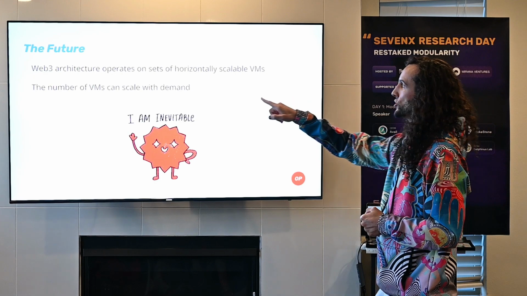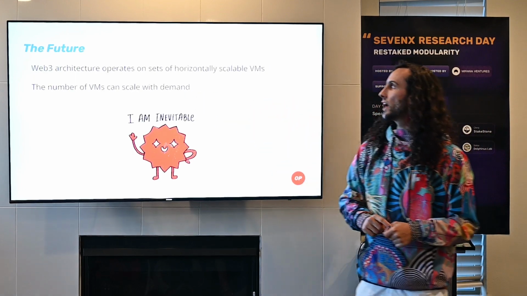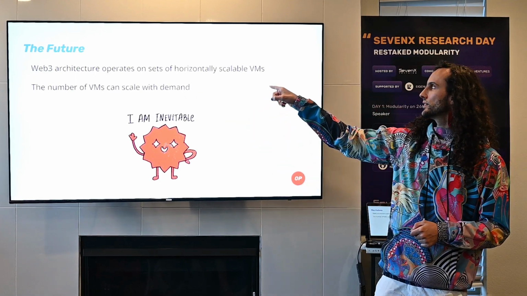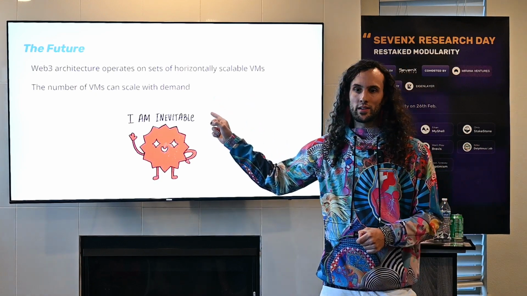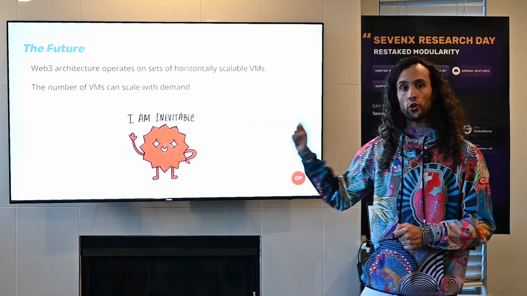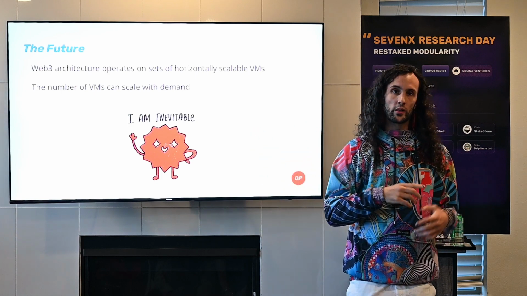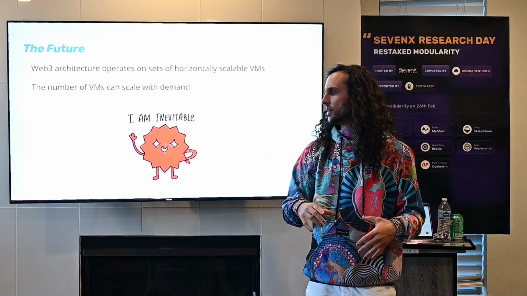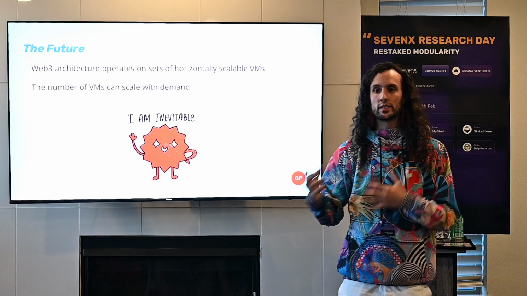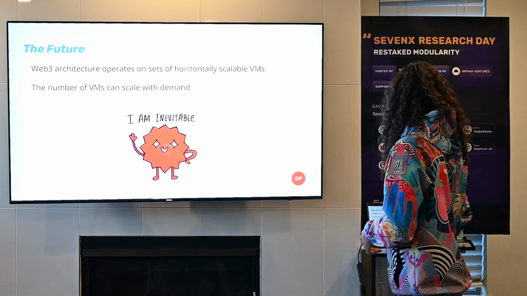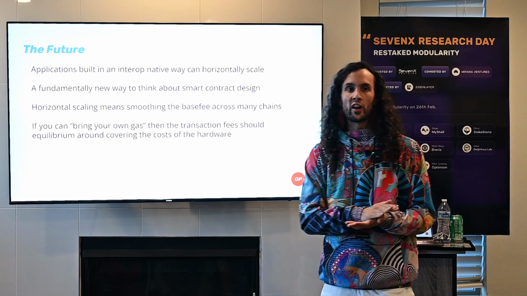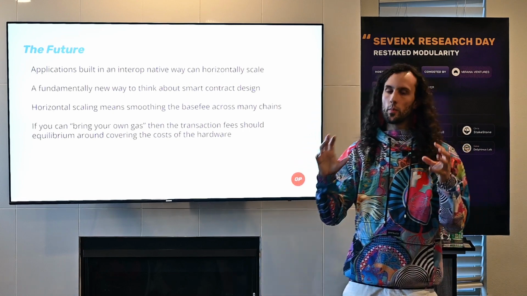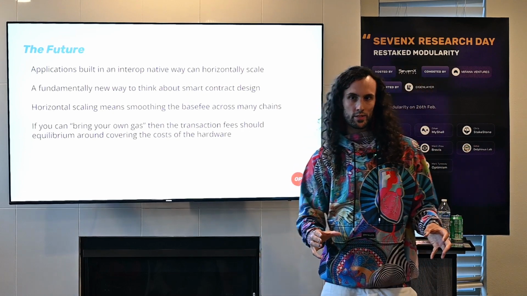So the future Web3 architecture operates on sets of horizontally scalable VMs, right? The number of VMs can scale with demand. We basically need to look to how Web 2 builds their applications and build our applications in the same way, right? And what this means is we need to fundamentally rethink how we go about designing smart contract systems.